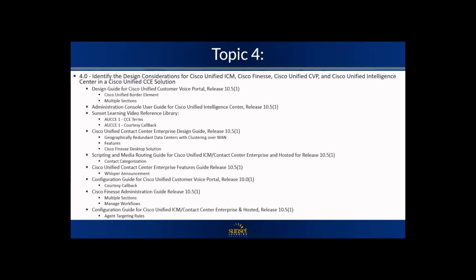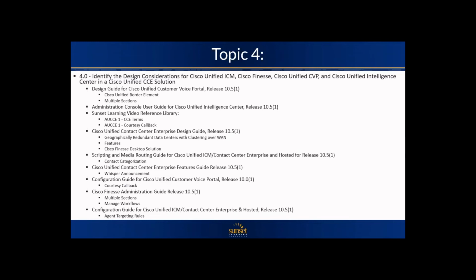One of the ones I reference a lot in the IS exam, scripting and media routing guide, back up in the middle section here, the scripting and media routing guide for Cisco Unified ICM and CCE. One of the areas in particular is contact categorization. How does ICM go through and do different things with call type, requalify, and how those functions work in the deployment?